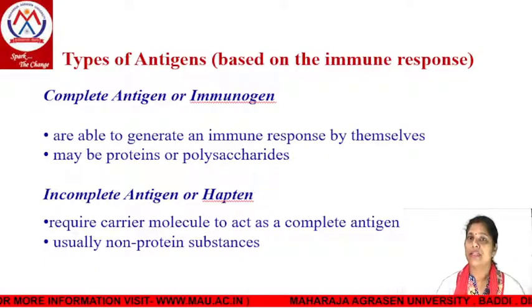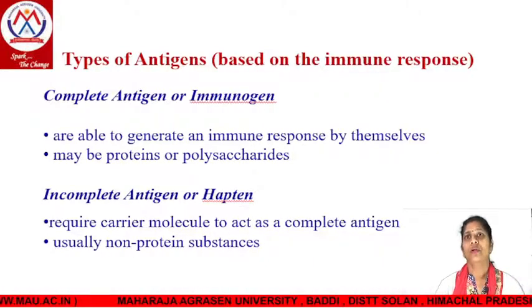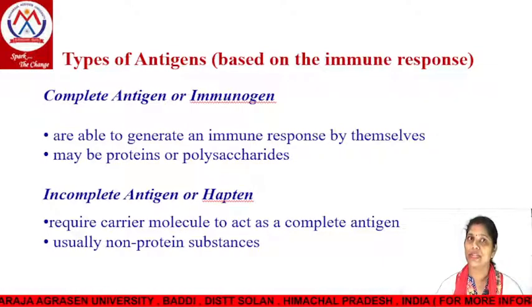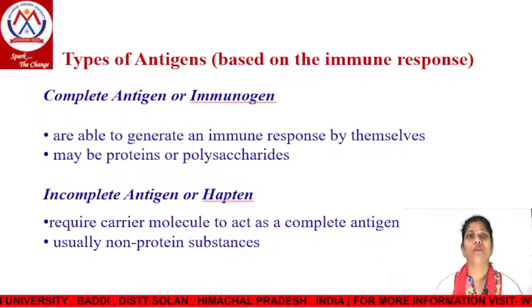The incomplete antigens are also known as the haptens. Here you can see the difference between the complete antigen and the incomplete antigen. Incomplete antigens are those antigens which require carrier molecules to induce the effect on the organism. So I think you can compare the difference. Complete antigens do not require any carrier molecule, but the incomplete antigens require a carrier molecule for their action to happen. Incomplete antigens are usually non-protein substances.